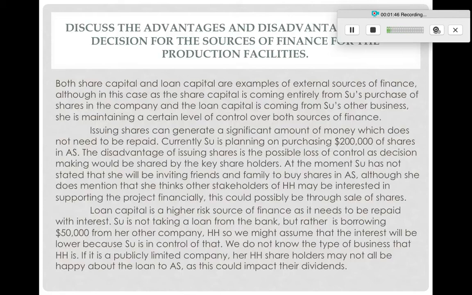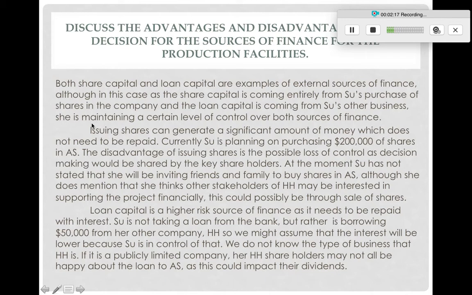Okay, so hopefully you've had a go at that particular question. Let's have a look at some model answer for this. Both share capital and loan capital, the two sources of finance, are examples of external sources of finance. Although in this case, as the share capital is coming entirely from Sue's purchase of shares in the company and the loan capital is coming from Sue's other business, she is maintaining a certain level of control over both sources.